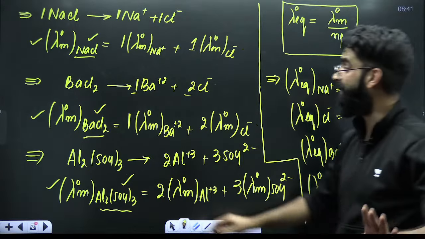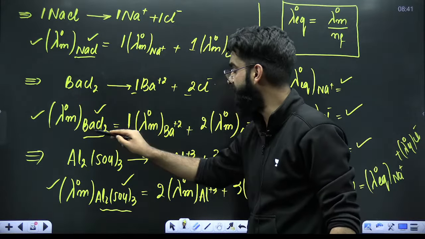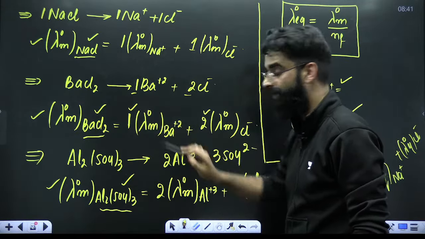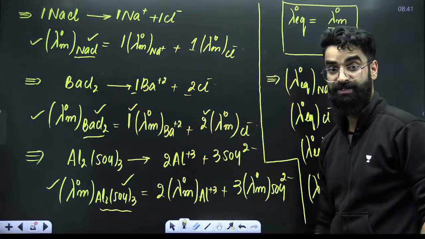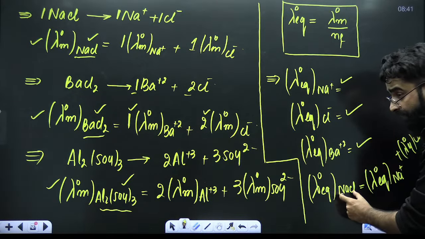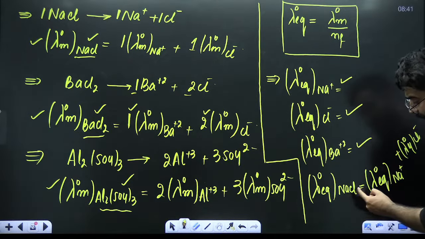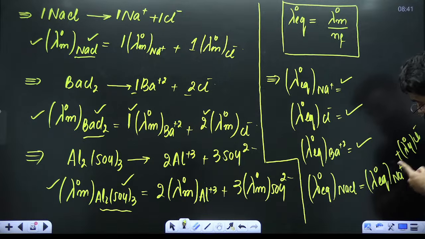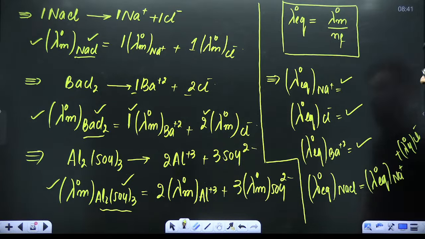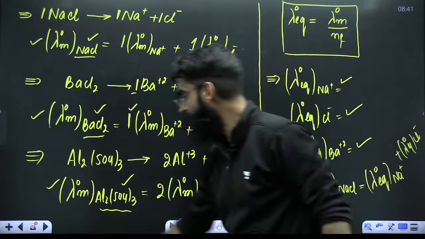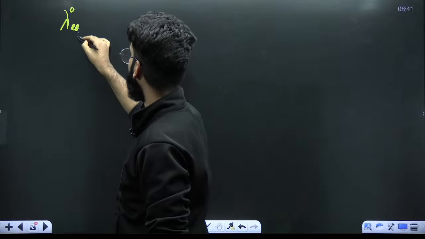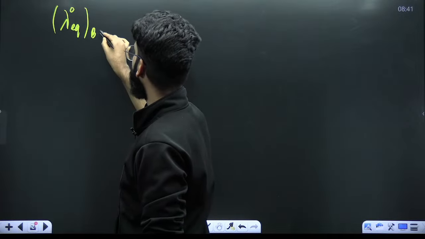Perfect. For example, here I was writing the molar conductivity of BaCl2, and I was taking into consideration these stoichiometric coefficients. But if you are directly writing the equivalent conductivity at infinite dilution in terms of the equivalent conductivities of their ions, then you do not have to write the stoichiometric coefficients. For example, let me make it clear. Let's say I'm writing the equivalent conductivity at infinite dilution of BaCl2.